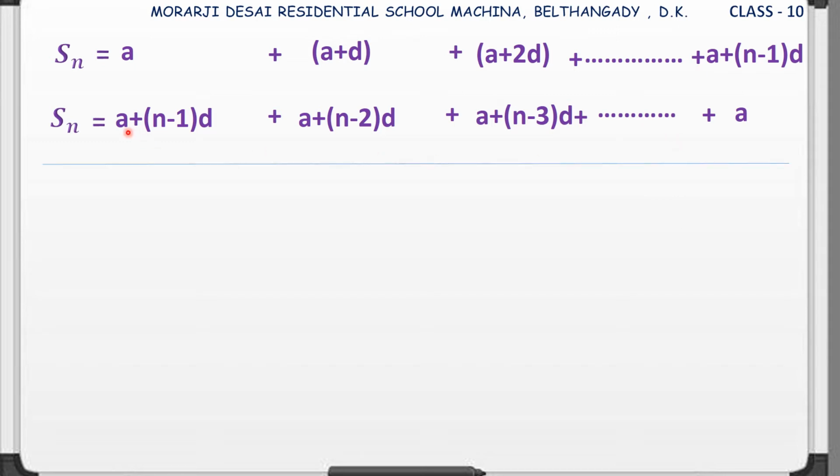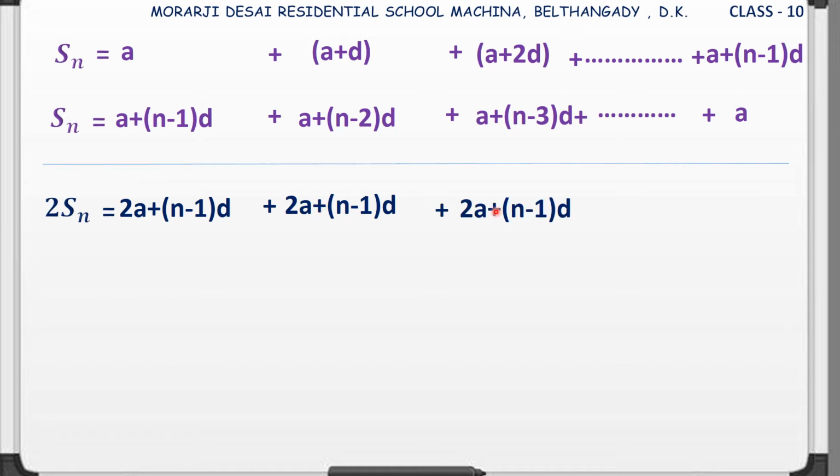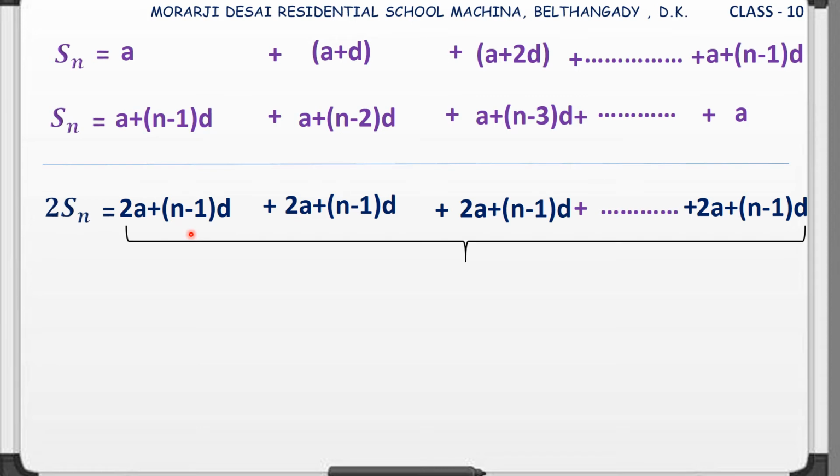Now let us find the sum. Here Sn plus Sn is 2Sn, equal to: find the sum of these terms. a plus a is 2a plus n minus 1 into d. Here also, see, a plus a is 2a, and here minus 2d and plus d, that is minus 1d. So here also 2a plus n minus 1 into d, and here also 2a plus n minus 1 into d, and the nth term also 2a plus n minus 1 into d. So here 2a plus n minus 1 into d comes how many times? n times, because there are n terms in the AP we have taken.